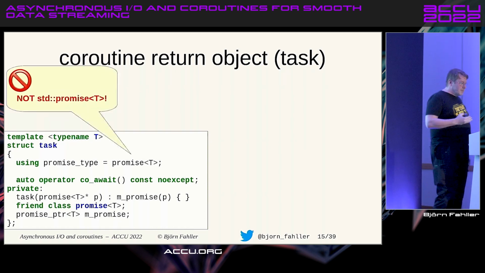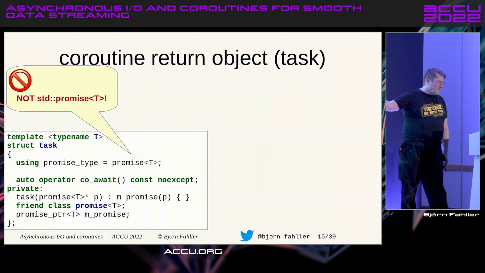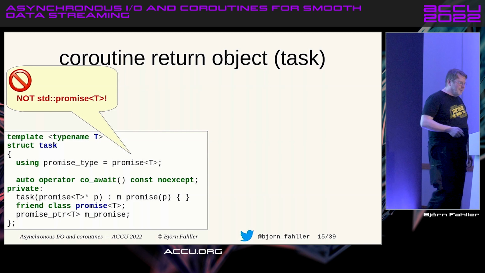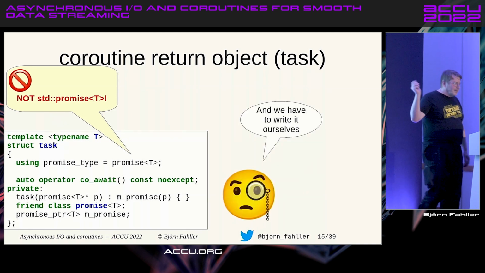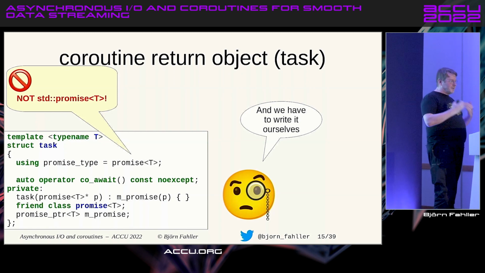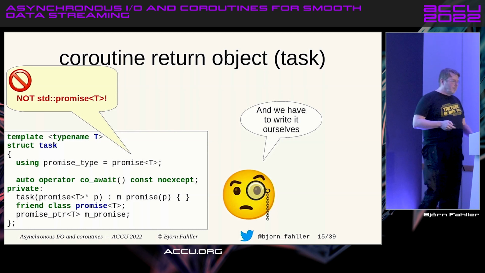A task must have a promise type, and no, it is not std::promise. It is absolutely not std::promise. And yeah, we have to write the promise type also. We'll get there. And since I want this task to be co-awaitable, we must have an operator co_await.